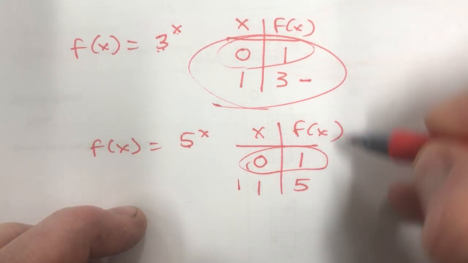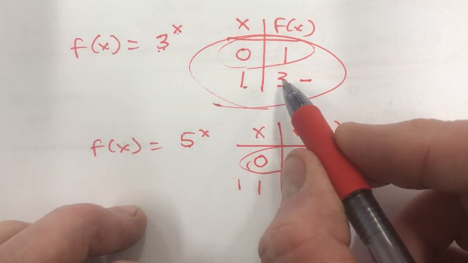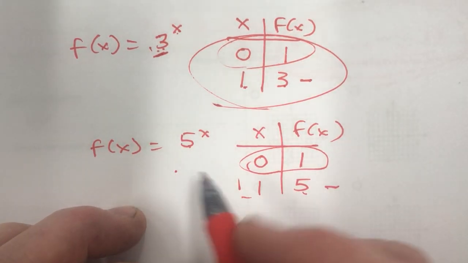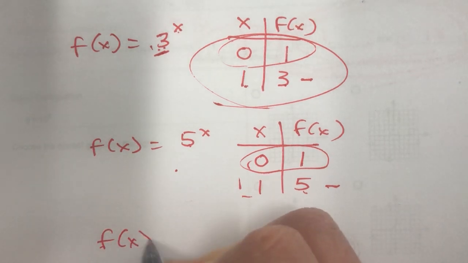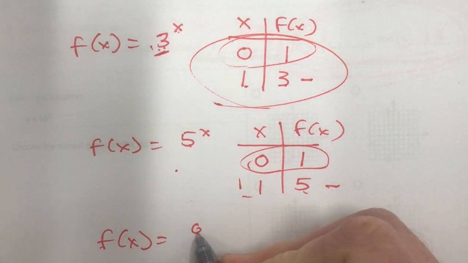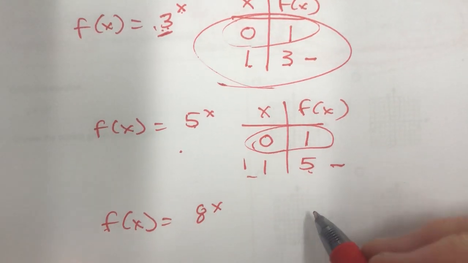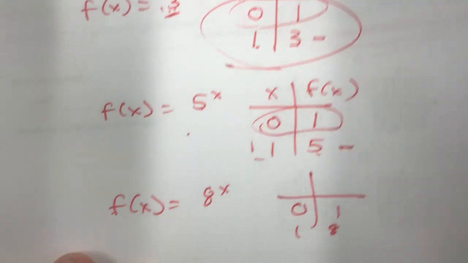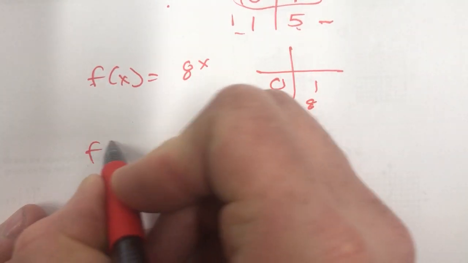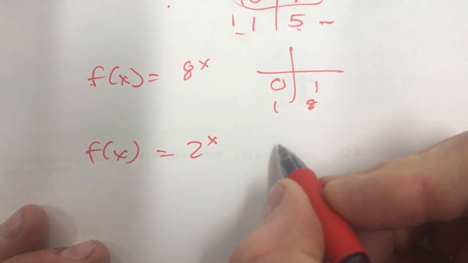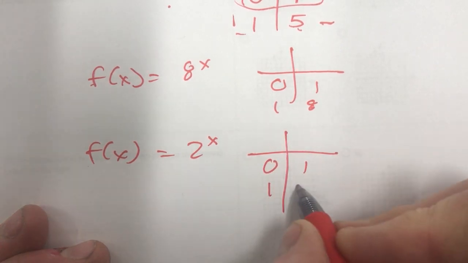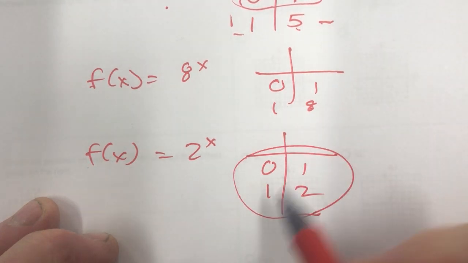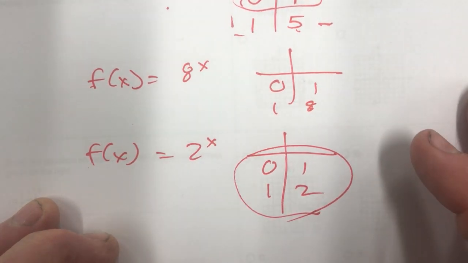And then the other point that we're mainly concerned about would be 1, 3, or 1, 5, whatever this base number is. Or suppose I have another one, maybe it's 8 to the x power. Well, then guess what my points are? 0, 1, 1, 8. Okay? Look at another one. Suppose I have 2 to the x power. 0, 1, 1, 2. Those would be my points I look for. And these 2 points help us graph the graph every time.